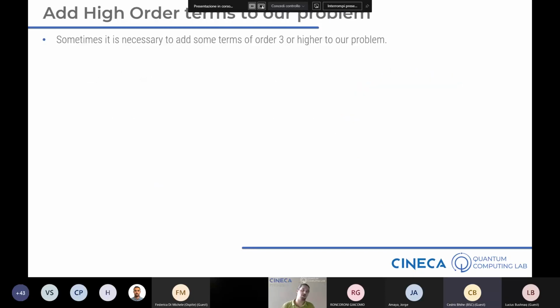Now it's something that I only want to show you. It's nothing really difficult, and it is a feature of PyQUBO that we can use without a problem. Sometimes it's necessary to add some terms of order 3 or higher to our problem. So what can we do if we have something like that? How can we relate it to a QUBO problem?